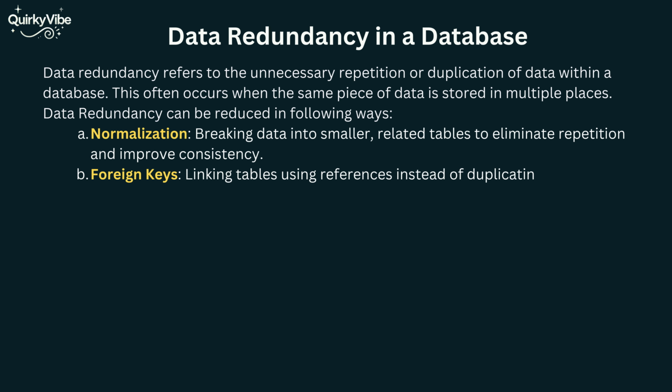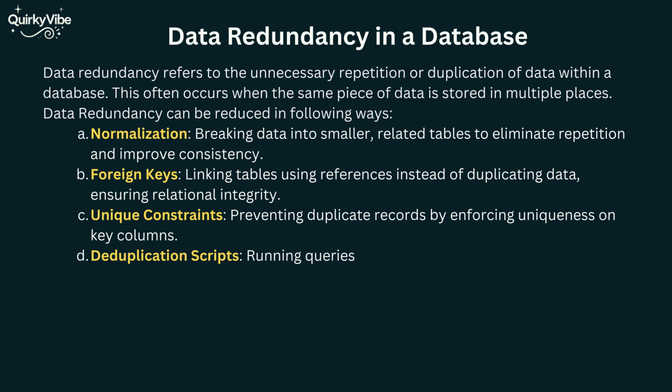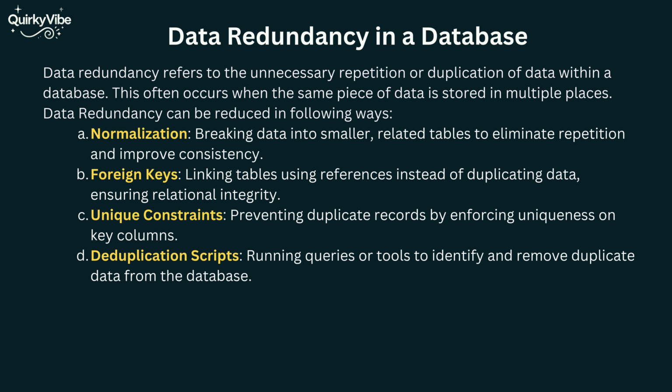consistency. Foreign keys, linking tables using references instead of duplicating data, ensuring relational integrity. Unique constraints, preventing duplicate records by enforcing uniqueness on key columns. Deduplication scripts, running queries or tools to identify and remove duplicate data from the database.